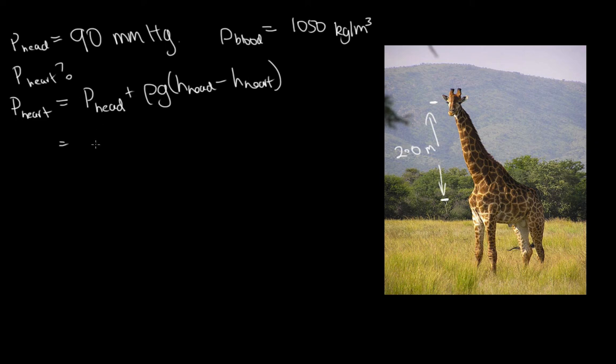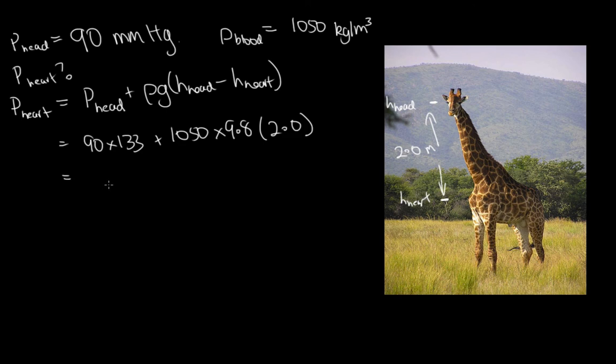So let's substitute everything in. The pressure at the head is 90 times 133 pascals, so this is the 90 millimeters of mercury converted to pascals, plus the density, which is 1050, times gravity, which is 9.8, times, now the head is 2 meters above the heart. So if this is H heart, this is H head, and this minus that is equal to 2 meters. So this is times 2 meters.